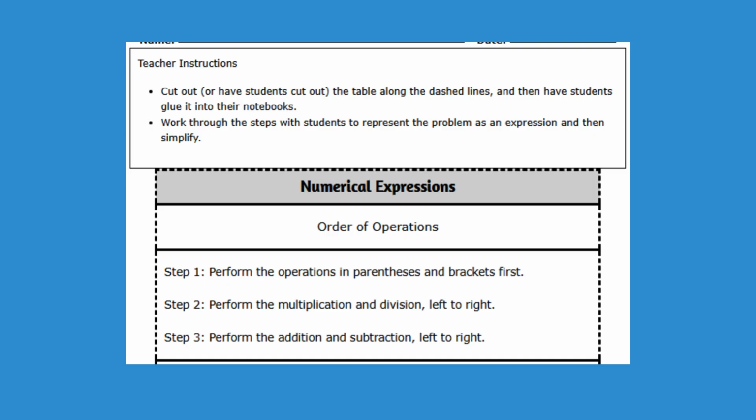So let's go over. The first step is to perform the operations in parentheses or brackets first. So that's what we're doing. Parentheses and brackets first. Then we're moving on to the second step, which is perform the multiplication or division from left to right. When we're done with that, we move on to step 3, which is add or subtract, depending on whichever comes from left to right. Okay, so again, you're using these in your notebook and referring back to them as we solve today's independent activities.